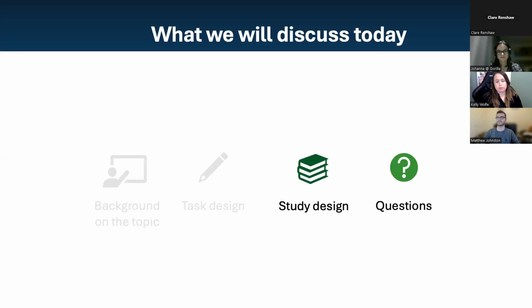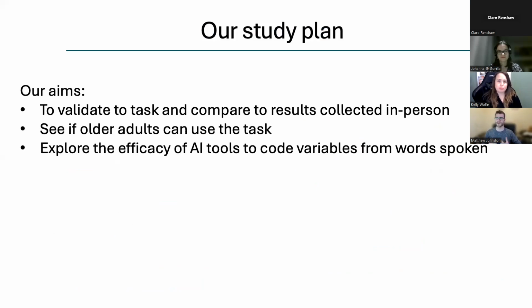Okay, so that's our task. I'll just quickly go through our study design and how we're actually going to validate this task. Our plan is first to validate this task and also compare it to results that we've collected in person. We're also very interested in whether older participants can use the task. And additionally, we're going to explore whether we can get AI tools to code variables from those videos and generate scripts for us.